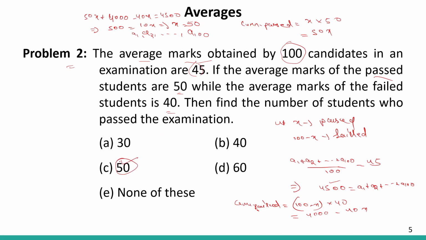So C is the only correct answer here. So this one is the correct one. So options B, D and A are all wrong. So the number of failed students is equal to 100 minus 50, that is equal to 50. So the number of failed students will also be 50.